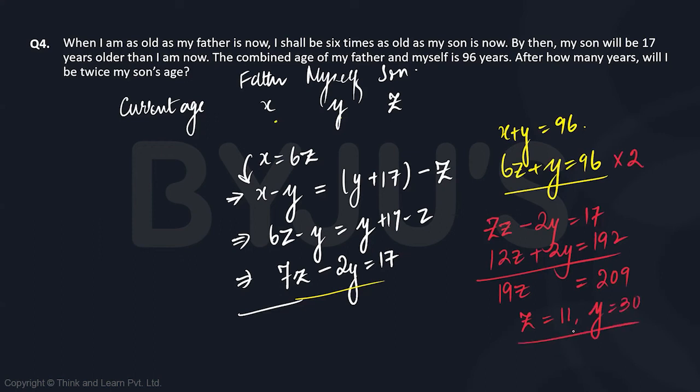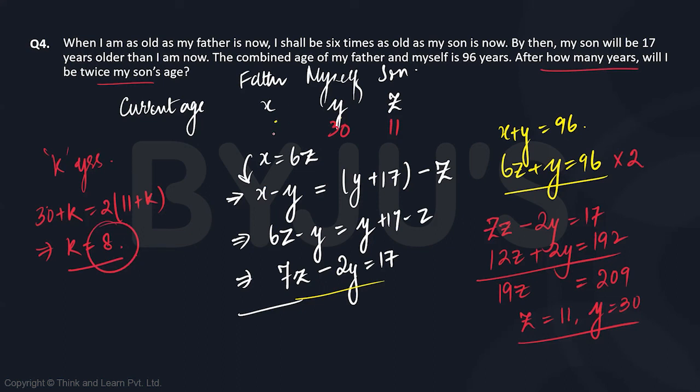Now, if Z is equal to 11 and Y is equal to 30, then the question is, after how many years will I be twice my son's age? So suppose after k years, I'm going to be twice my son's age. So can I say, because my age is 30 right now and my son's age is 11, that after k years, my age is going to be 2 times my son's age? So we will solve for k, and this is going to be 30 minus 22, right? So k is going to be 8. So 8 is our answer.